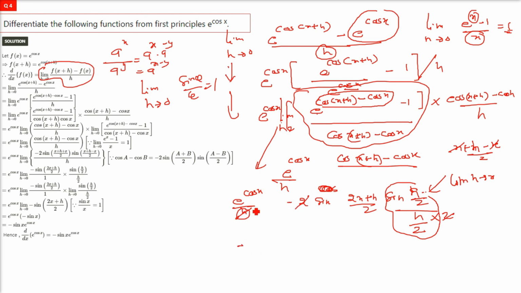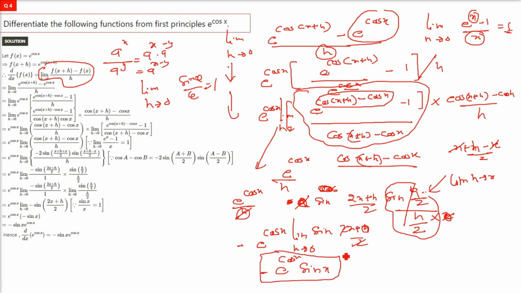Okay. Minus e raised to the power cos x was already there, which was taken earlier common. So you have taken minus also. This becomes 1. Now sine 2x plus h by 2. Apply limit h tends to 0 here. So when h becomes 0, it will be sine 2x by 2. 2 gets cancelled. You get only sine x. So you have a sine x here, and then e to the power cos x here, and a negative here. Okay. So the final term is your answer.